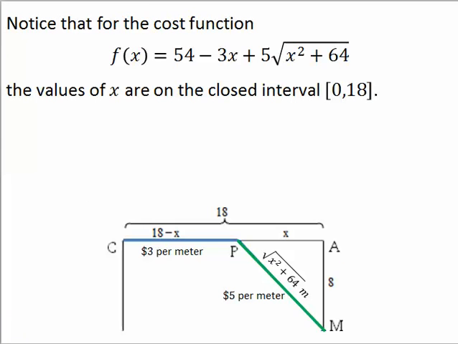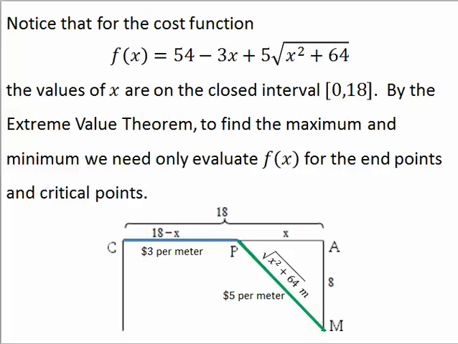Notice that for the cost function, the values of x that are allowed come from the closed interval from 0 to 18. So the values of x can be anything from 0, including 0, all the way to 18. Now that's a closed interval. So by the extreme value theorem, to find the maximum and minimum, we need only evaluate the function for the endpoints and the critical points. Once we do that, we find the smallest for our min and the largest for our max.